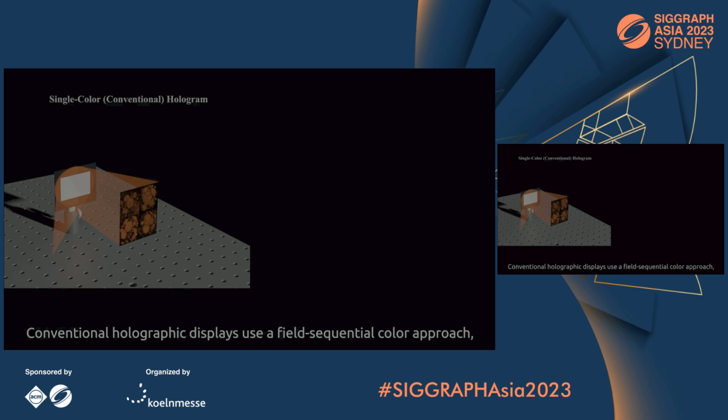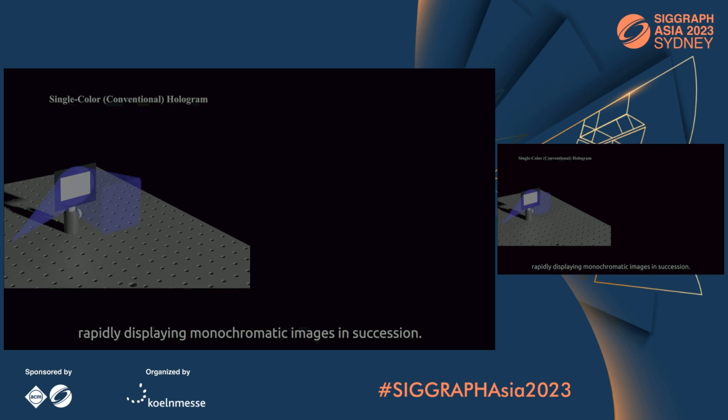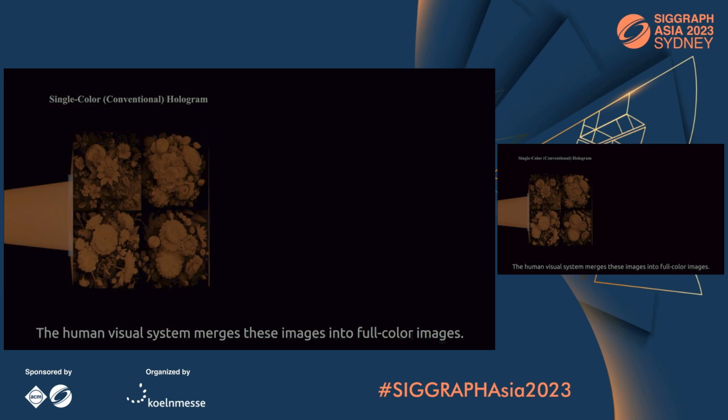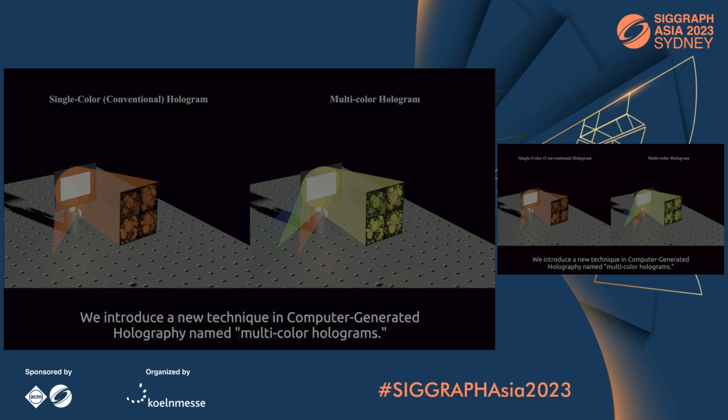Conventional holographic displays use a field sequential color approach, rapidly displaying monochromatic images in succession. The human visual system merges these images into full-color images. We introduce a new technique in computer-generated holography named multicolor holograms.